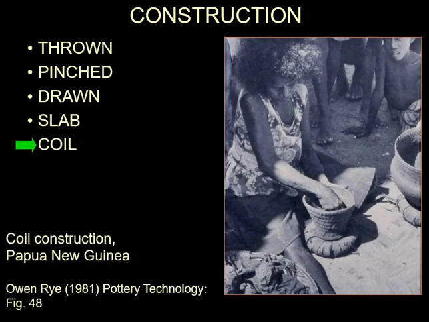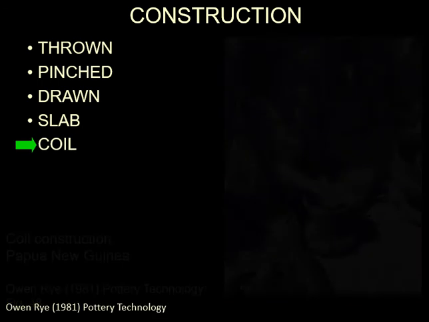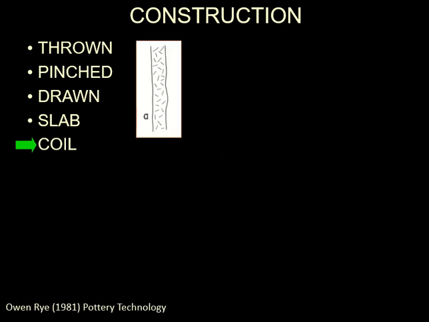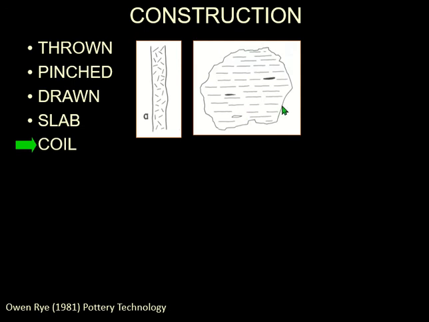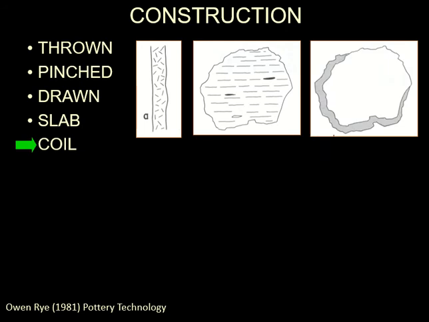Coil construction, of course, is very important, and so you can see this lady has made up a whole bunch of coils. She's got it on a mat to turn it around to make it more even. Coil construction will create a very random section, because if you can imagine, it's made of a whole bunch of coils, each of which has a specific orientation within the coil, and then they're all smooshed together.